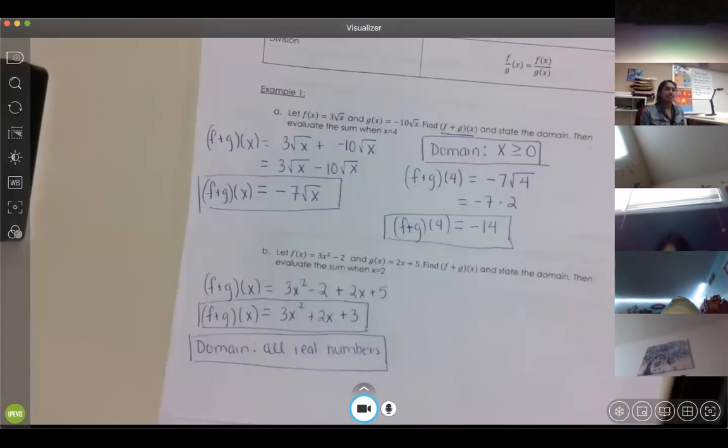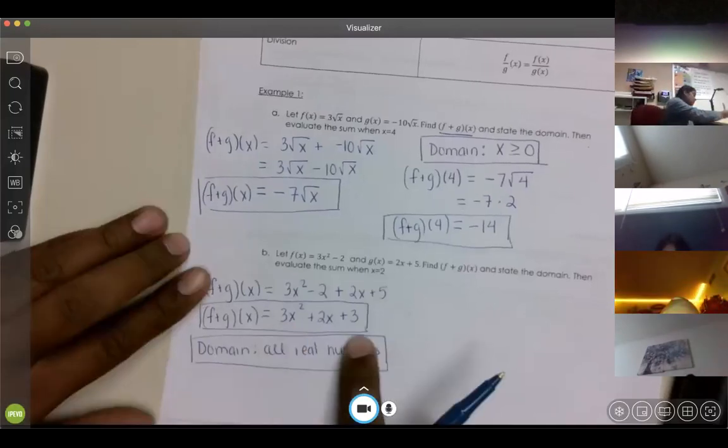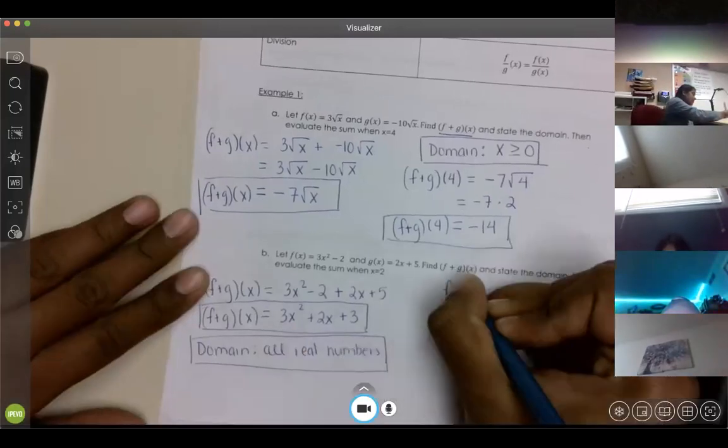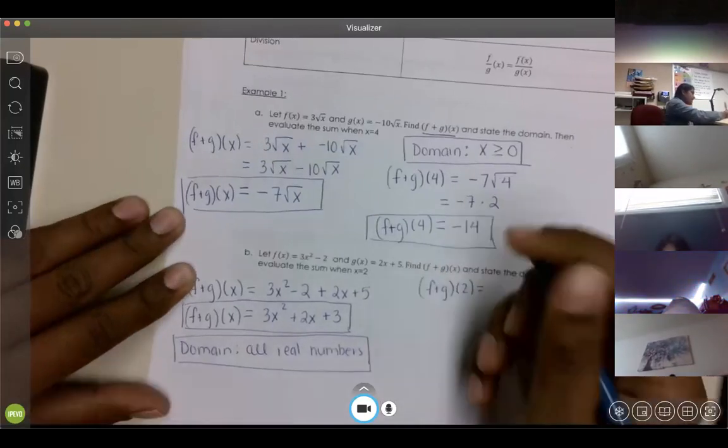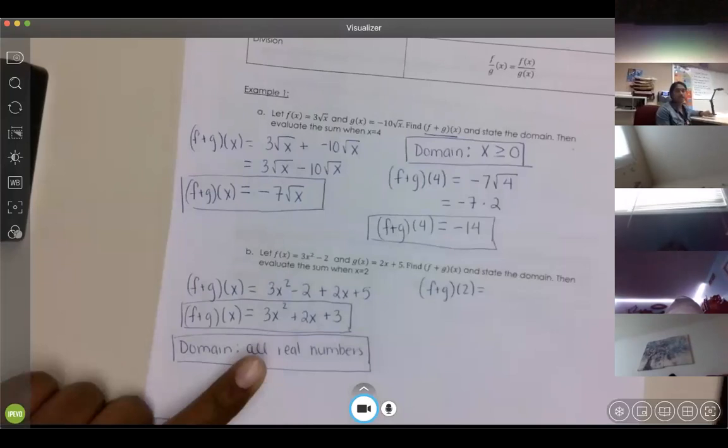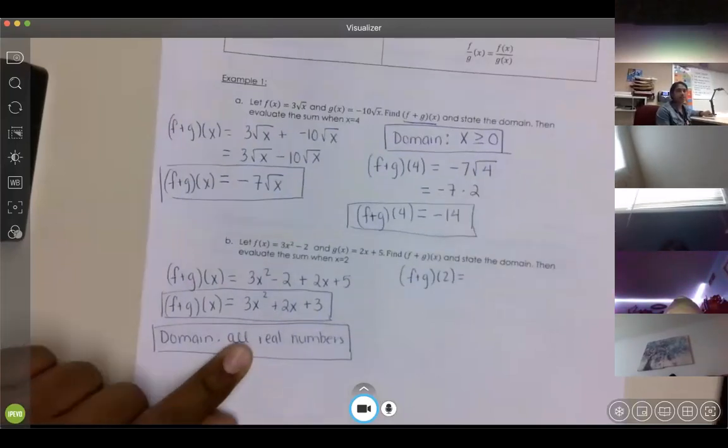So you have to take the 2 and you have to plug it in everywhere you see an x. So it's going to be f plus g of 2. So everywhere you see an x, you're going to plug in 2. So Layla, can you tell me what my equation is going to be when I plug in those 2's?